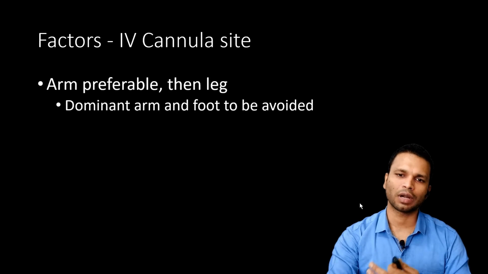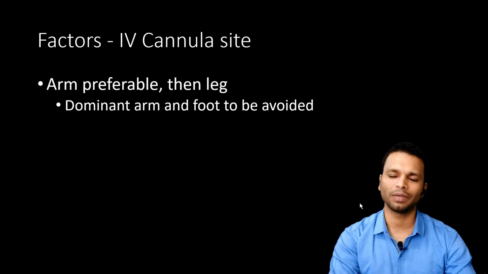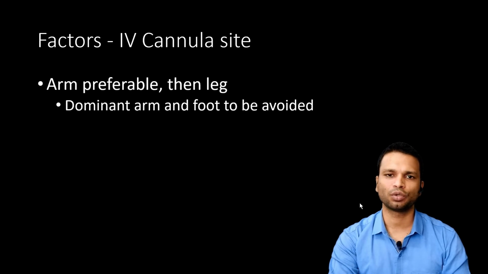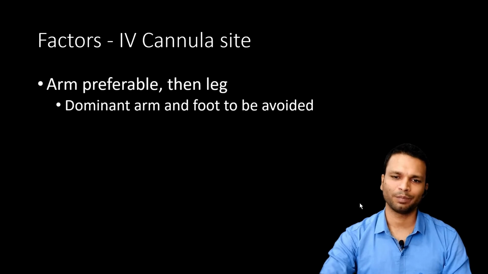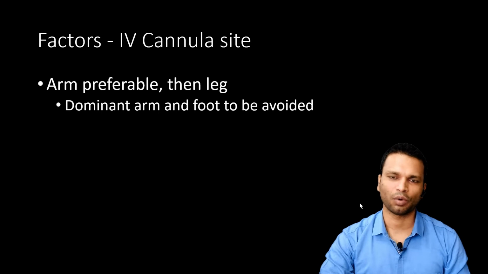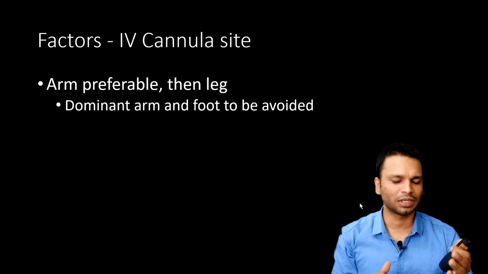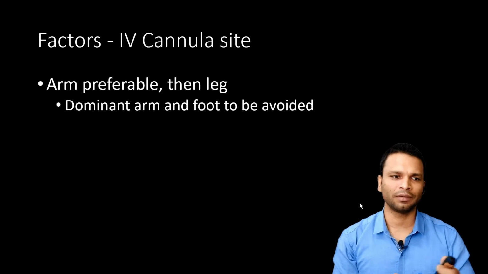And when you go for arm veins, try to go for the non-dominant arm, because the patient is going to work with their dominant arm, be it eating, be it lifting objects, anything. The dominant arm should be avoided. Of course, they can be used. Of course, the veins in the leg can be used if you are not able to achieve a proper IV access in the arm.